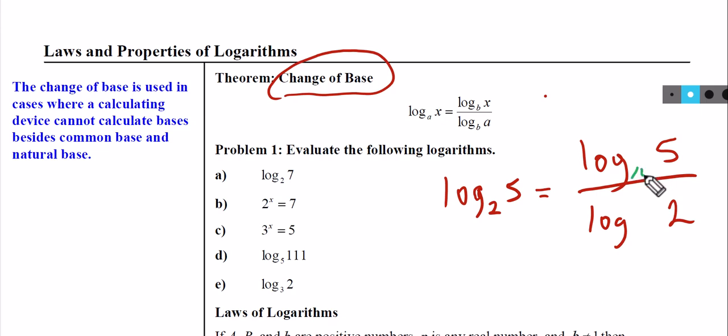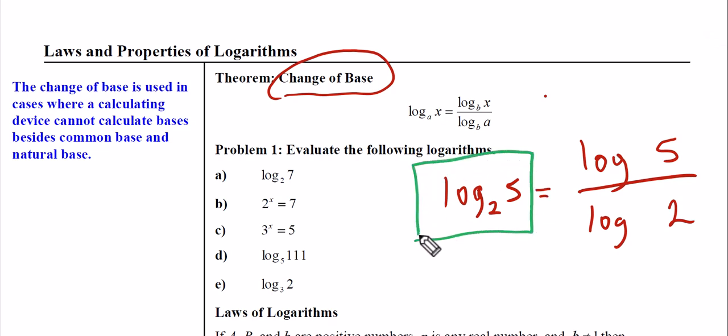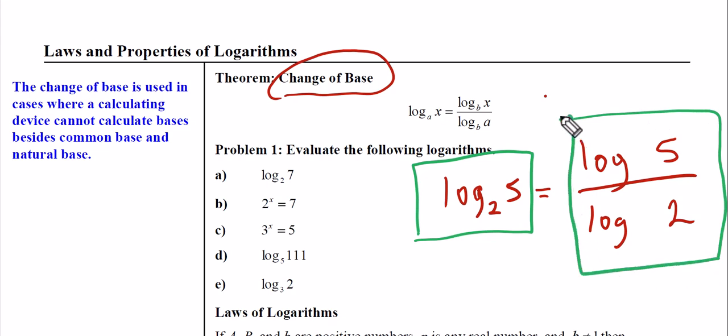So for example, I could just put a 10 here. Or because our calculator doesn't even have a base, it's understood to be base 10, I could simply rewrite it as this. So what I'm proposing to you is if I wanted to find what log base 2 of 5 is, I could trick the calculator into giving me the answer by doing log 5 over log 2.